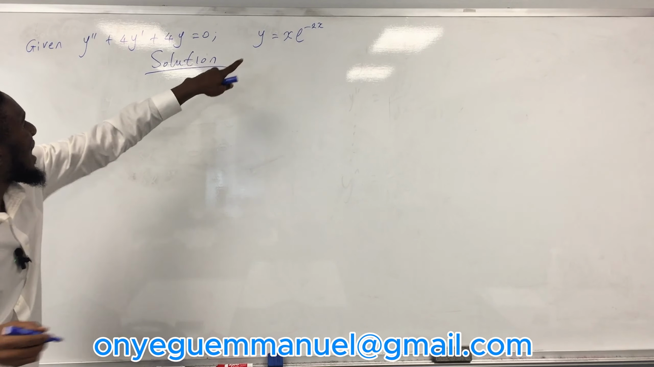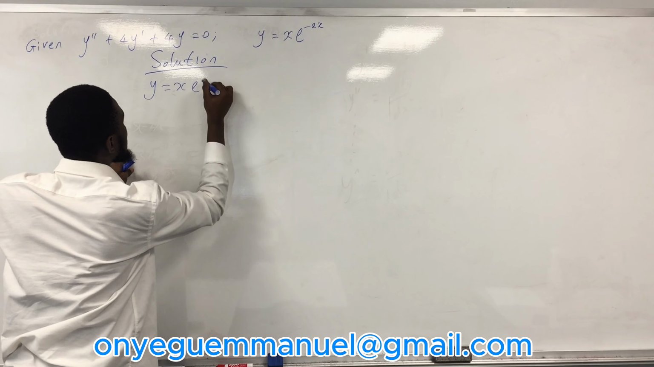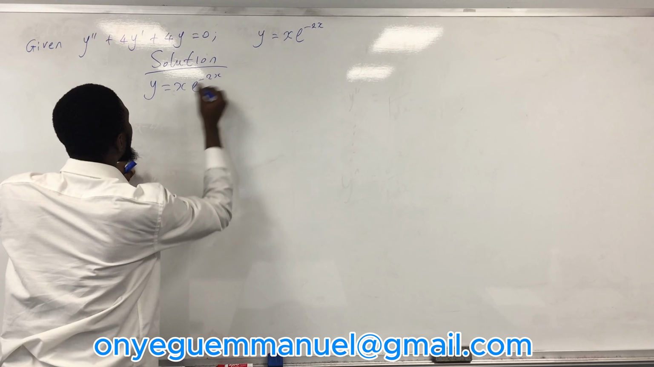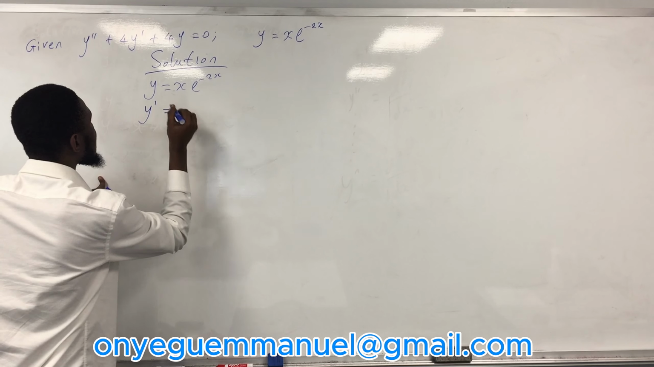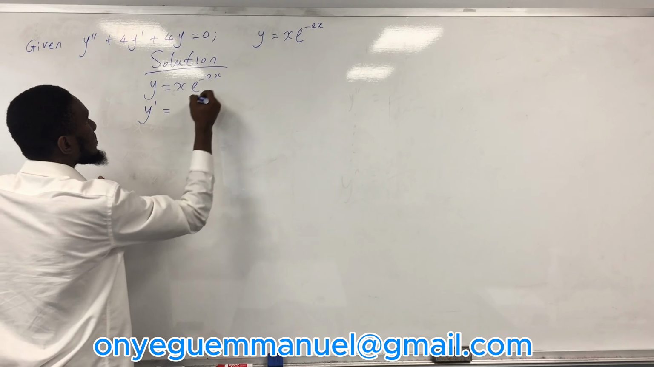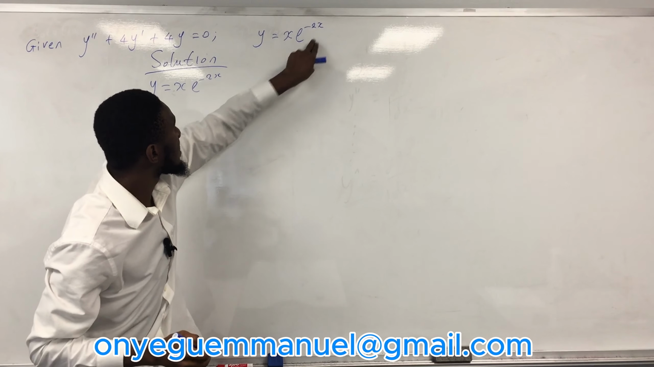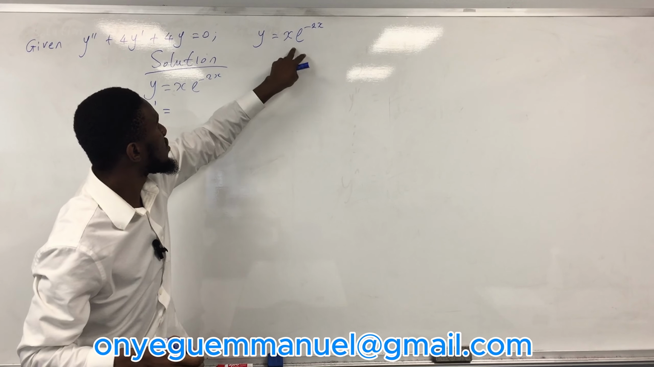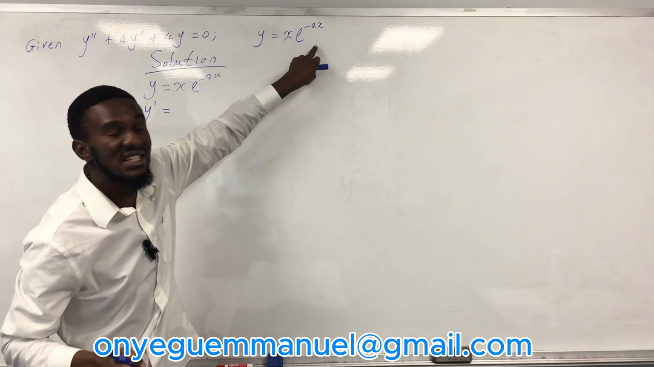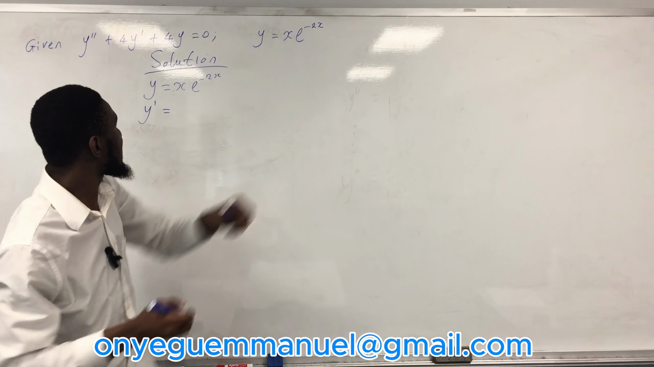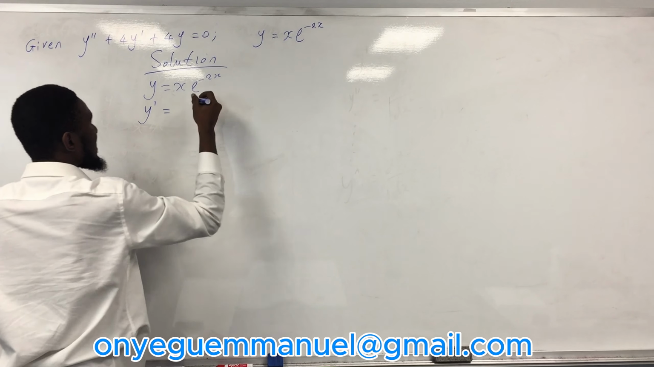So this is our y. Our y is y equals x exponential minus 2x. So y prime, dy dx, is what? This is a chain rule, and this is a product rule. So we solve using the product rule, and we also use a shortcut of the chain rule. As simple as that.